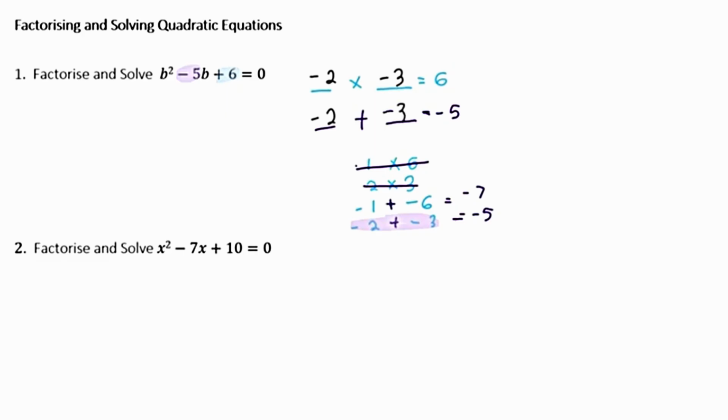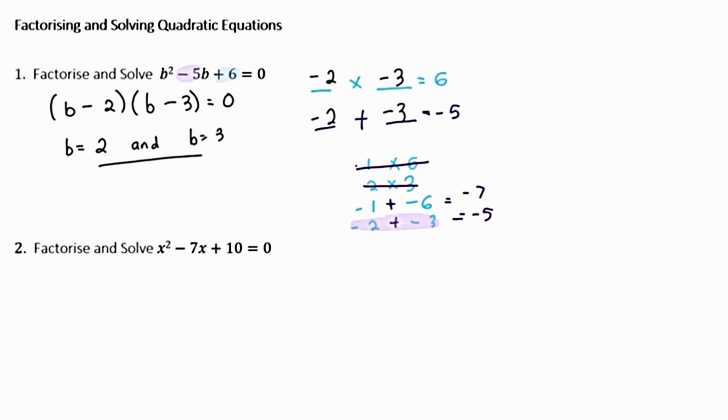So we can factorize this equation by putting b as the first term of the bracket. So we will have b minus 2 in the first bracket, and in the second bracket we will have b minus 3. This is now factorized, and in order to solve it, we can see that if b minus 2 is equal to 0, that means b would have to be equal to 2. And if b minus 3 is equal to 0, then b is equal to 3. And these are our two solutions for number 1.